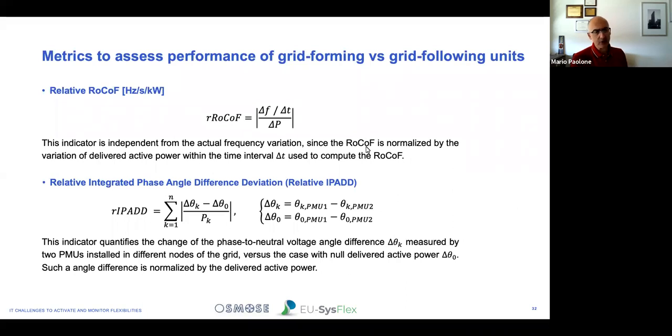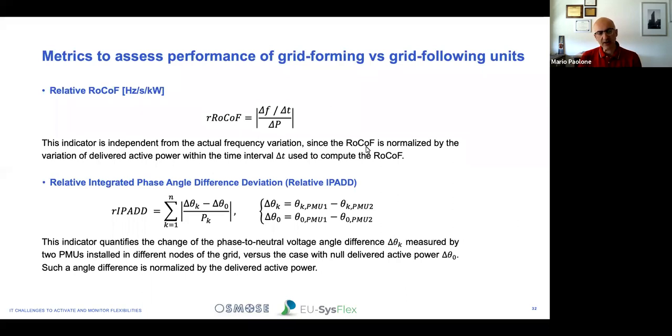Now, which are the metrics that we used? We used mainly two metrics. The first one is relative ROCOF. The ROCOF is the rate of change of frequency, which is essentially the derivative of the frequency. But what we did was to normalize the ROCOF with respect to the delivered active power to provide primary frequency control. Why did we do that? Because essentially we wanted to make the relative ROCOF independent from the actual frequency variation. Otherwise, we could not measure the impact of the controller performance on the grid. That's why we had to normalize it.